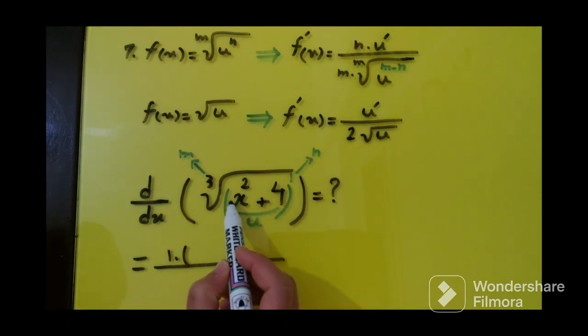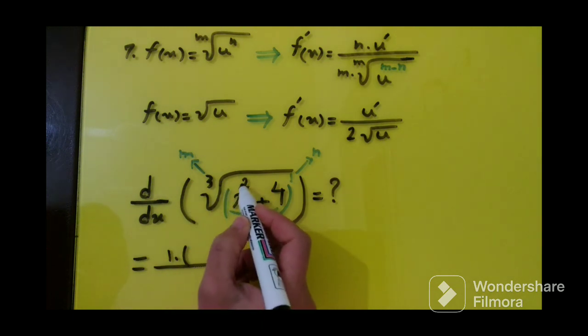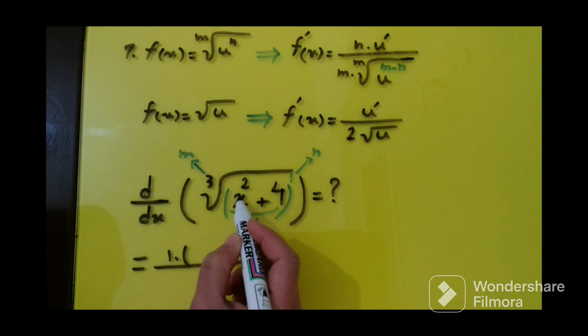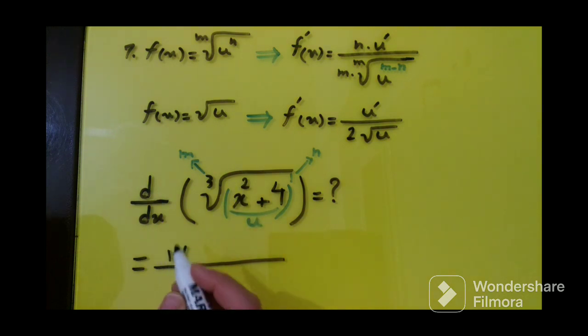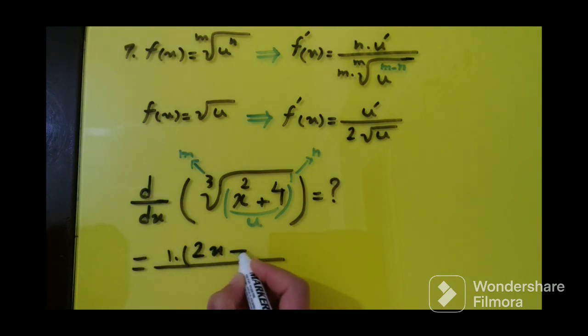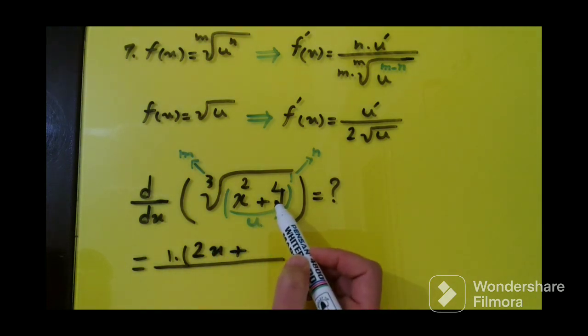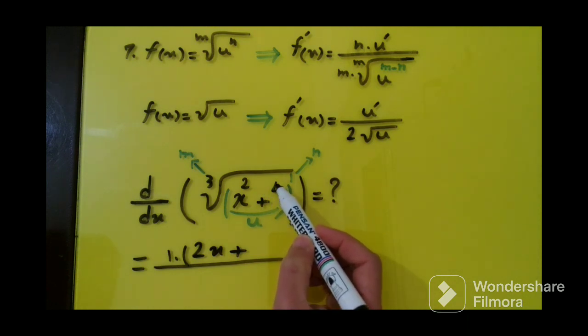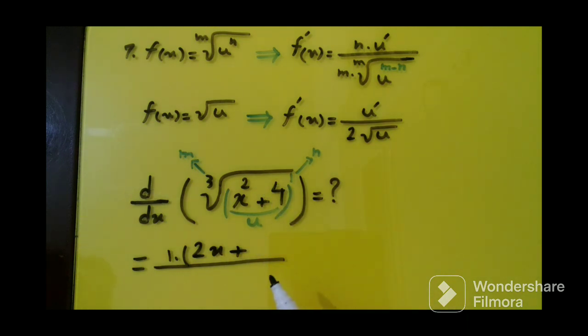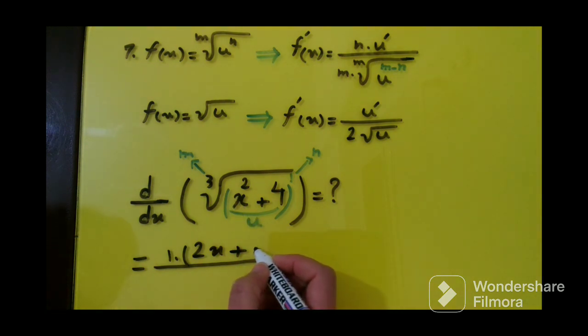For getting the u prime as two terms sum each other, you should get the derivative one by one. For this term, you should bring the power down and reduce the power by 1. It's 2x plus. For this term, as 4 has the constant value, so the derivative of it is 0.